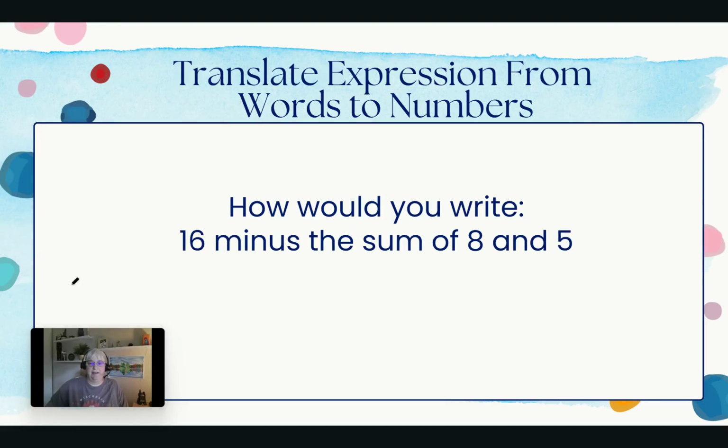Let's look at another example. How would you write 16 minus the sum of 8 and 5? This one's a little trickier. 16 minus the sum of 8 and 5. I see a keyword minus. I see a keyword sum. Minus means subtract. Sum means add. Go ahead and look at your word lists. They're going to tell you what operation you need for that. So if I write out 16 minus the sum of 8 and 5, that means I'm going to add 8 and 5 together. So I'm going to need parentheses here.